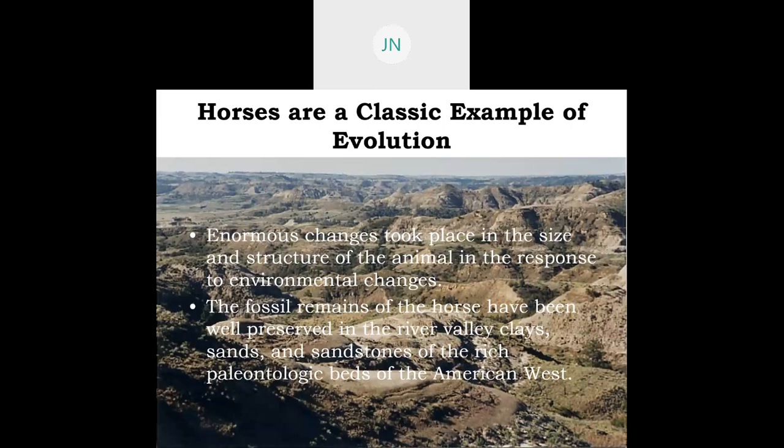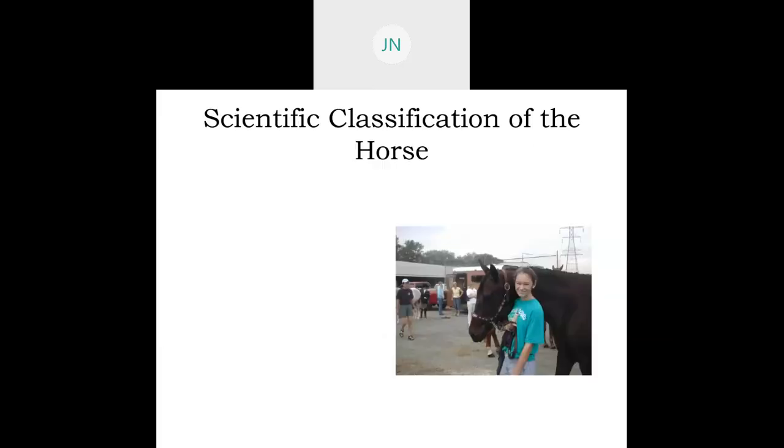So horses are really a classic example of evolution. We've seen enormous changes in the size and structure of the horse in response to environmental changes. And the fossil remains of the horse have been well preserved. We can see that in those river valley clays, sands, and sandstones that we find in the rich paleontologic beds of the American West.